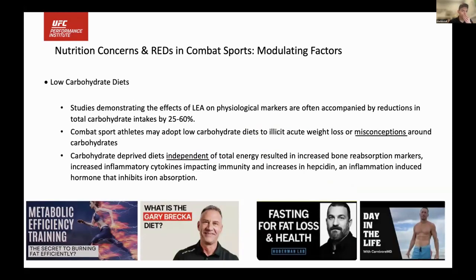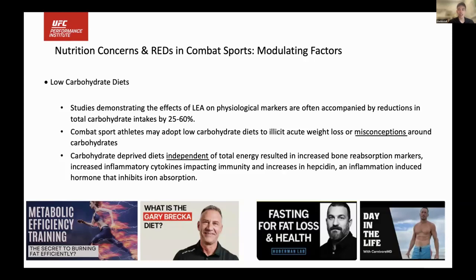This is a pretty problematic area within the sporting community that I work with. Low carbohydrate diets really have demonstrated that even when they're calorie neutral, they have increased markers of bone resorption, increased inflammatory cytokines that may impact immunity, and increases in hepcidin, which is the inflammation-induced hormone that blocks iron absorption.